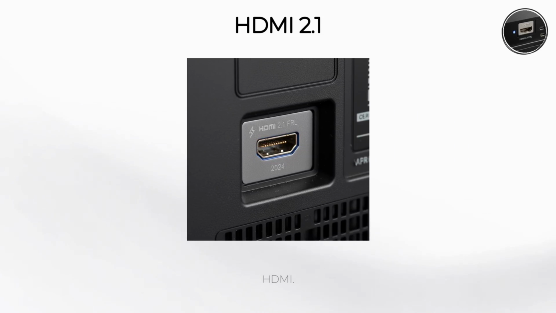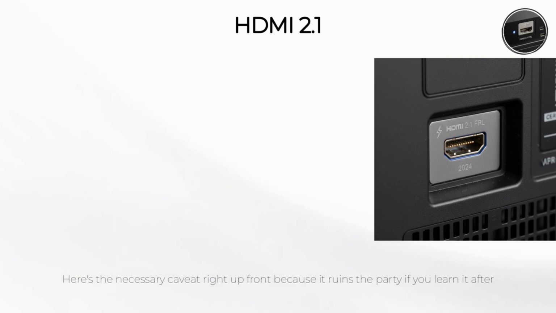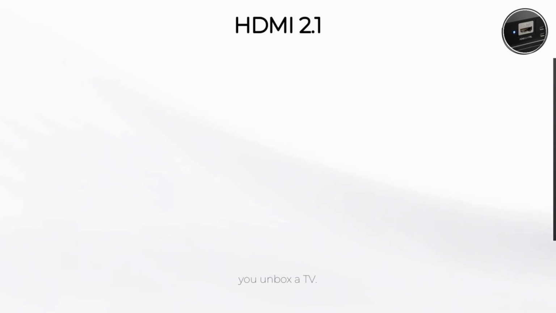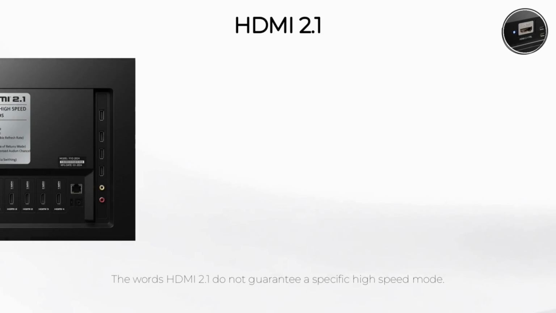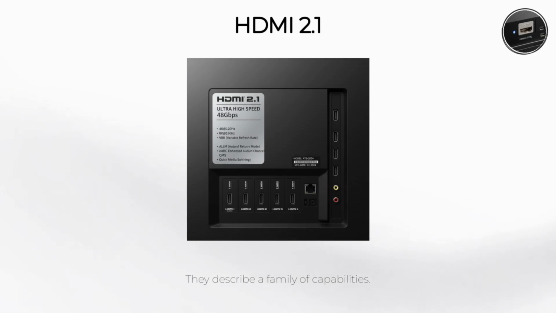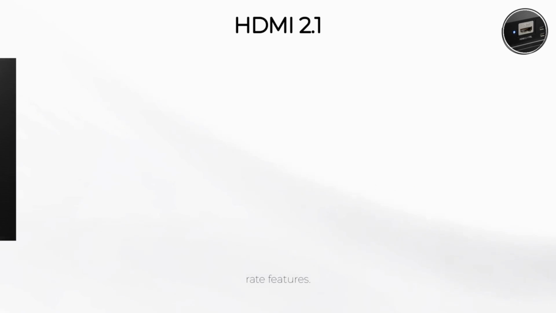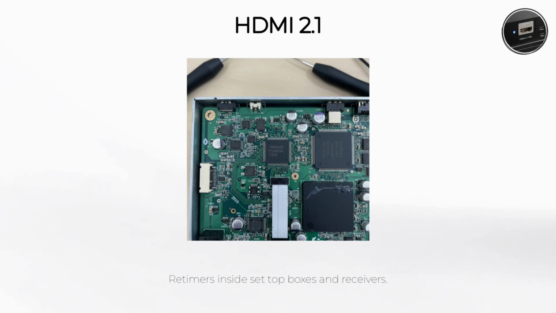Chapter 4, HDMI. Here's the necessary caveat right up front, because it ruins the party if you learn it after you unbox a TV. The words HDMI 2.1 do not guarantee a specific high-speed mode. They describe a family of capabilities. A device can legitimately use that label while only implementing a subset of the highest rate features. Firmware, retimers inside set-top boxes and receivers, and even motherboard lane allocation on small form factor PCs can quietly cap what actually negotiates on the wire.